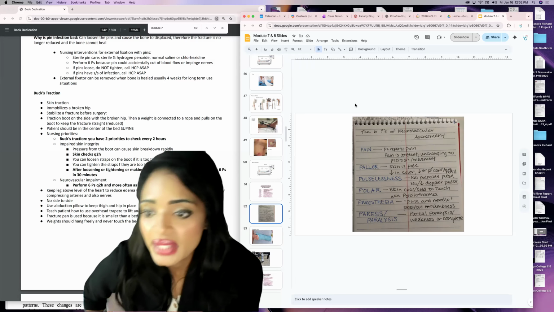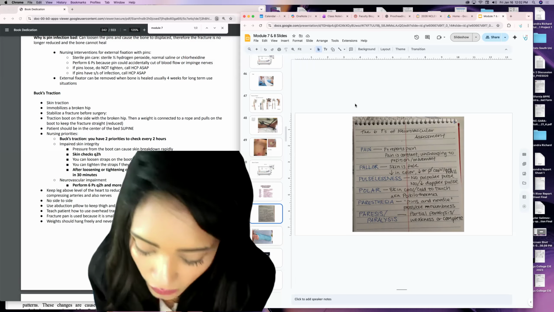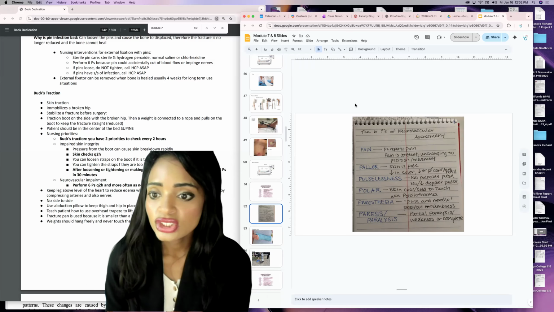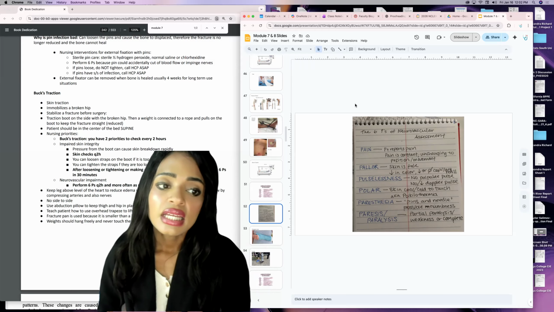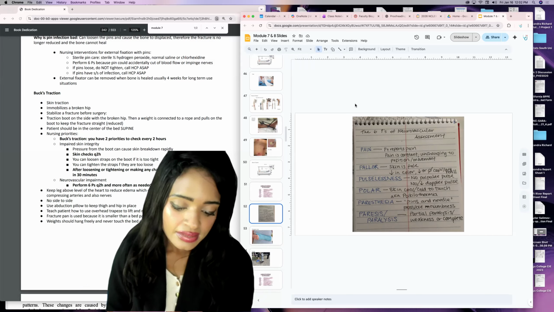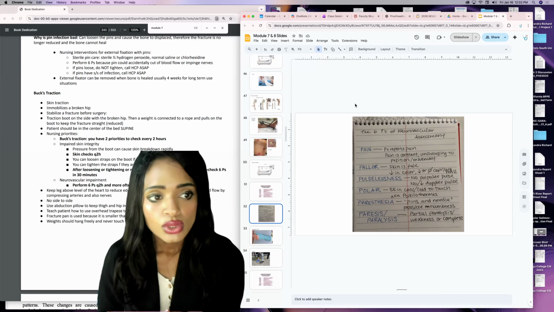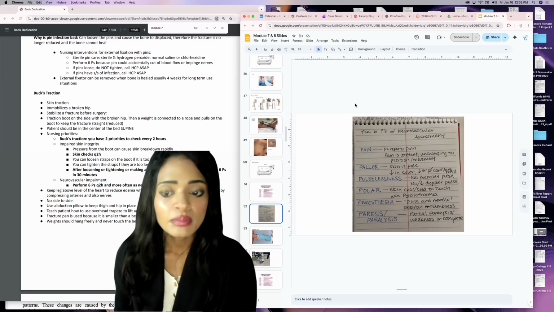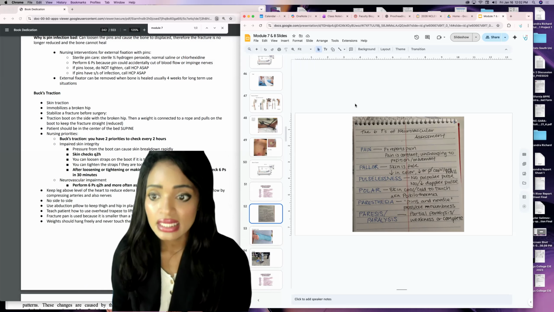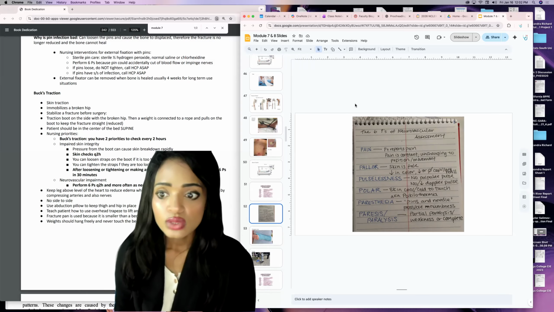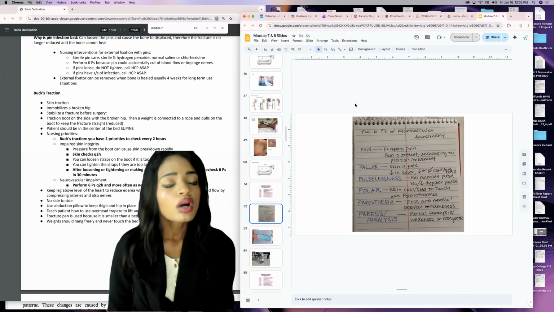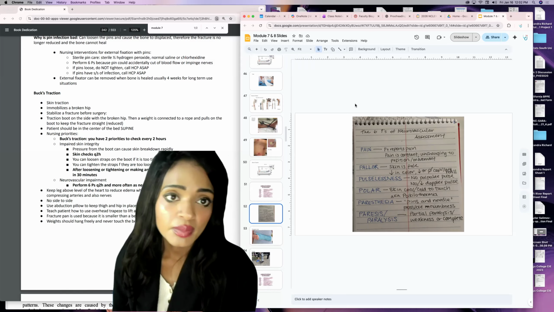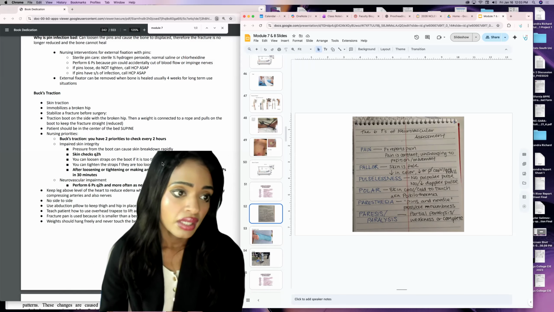So, first of all, pain. Pain with a fracture or injury is normal, but if the pain is severely abnormal to what is expected, or we're treating the pain but still the pain persists, the pain is constant, it's unchanging to position or movement, you want to let the healthcare provider know because that's not normal, okay?